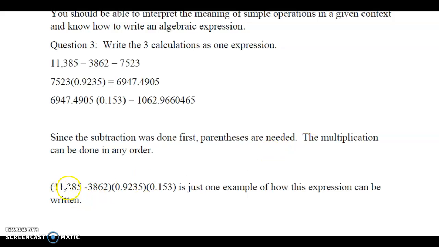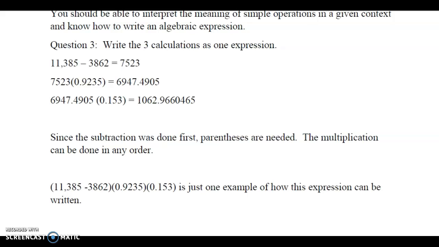So we can write the subtraction 11,385 minus 3,862, but notice there are parentheses around that subtraction because that means that has to be done before any of the multiplication is done. The remaining 2 steps are multiplication steps. So here I use parentheses to show multiplication. If there's no symbol between a number and an open parenthesis, that means multiplication is happening in between. There are other ways you could show multiplication.